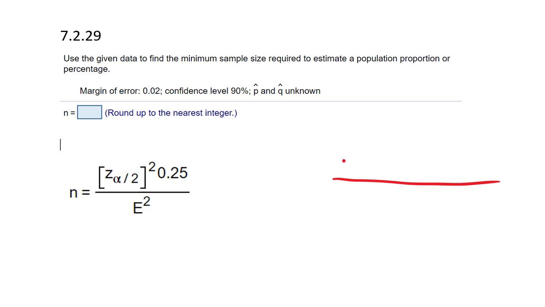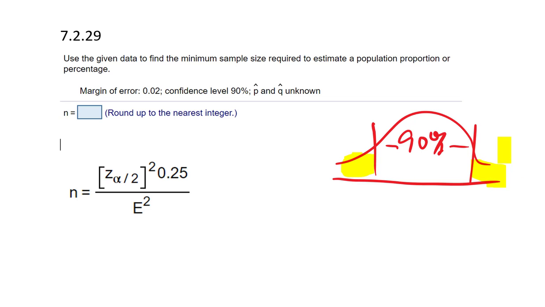So if I were to sketch that out, and I did 90%, this value here that's in the tails, the associated value there is negative 1.645. So that is our value.